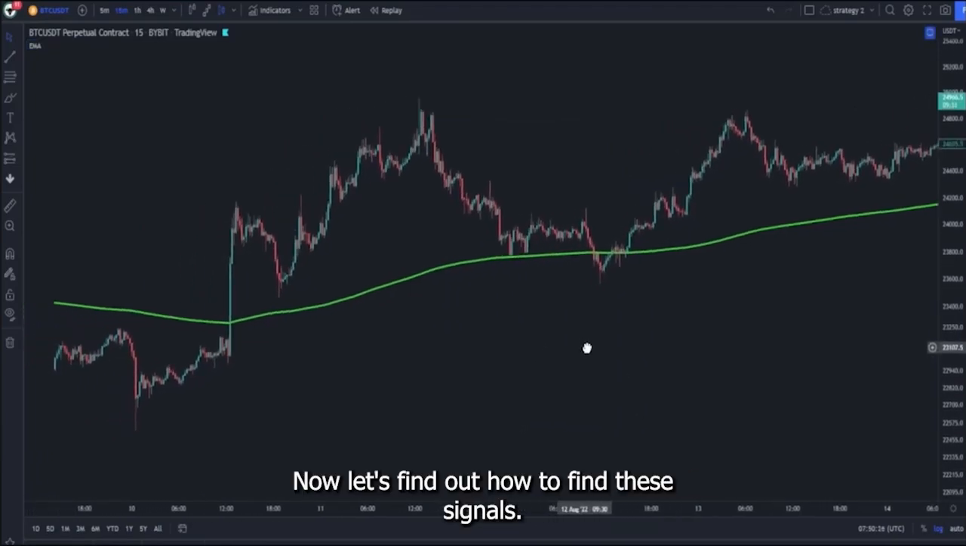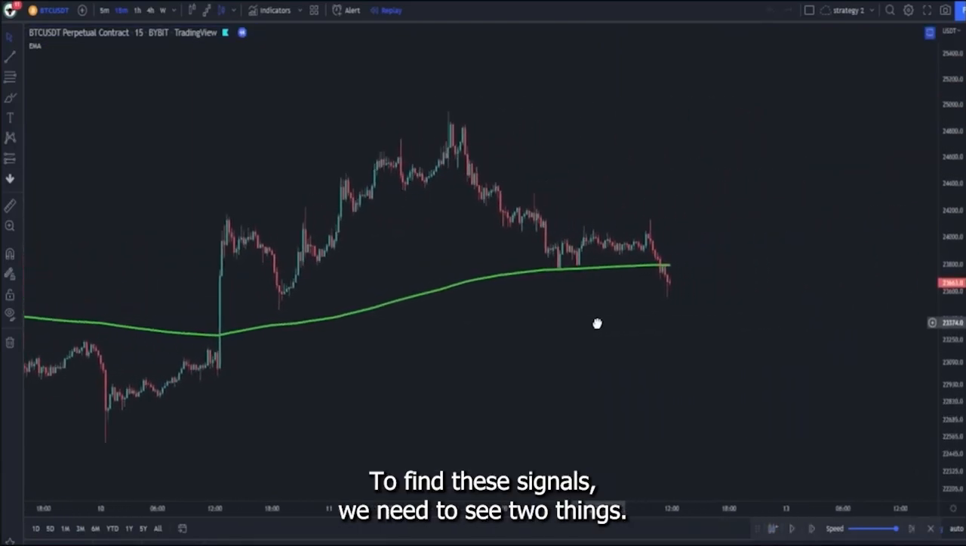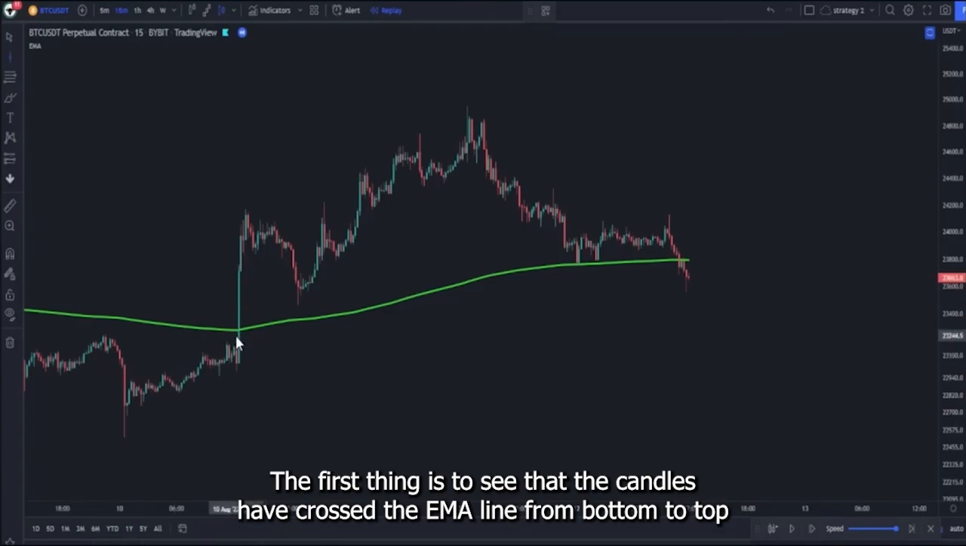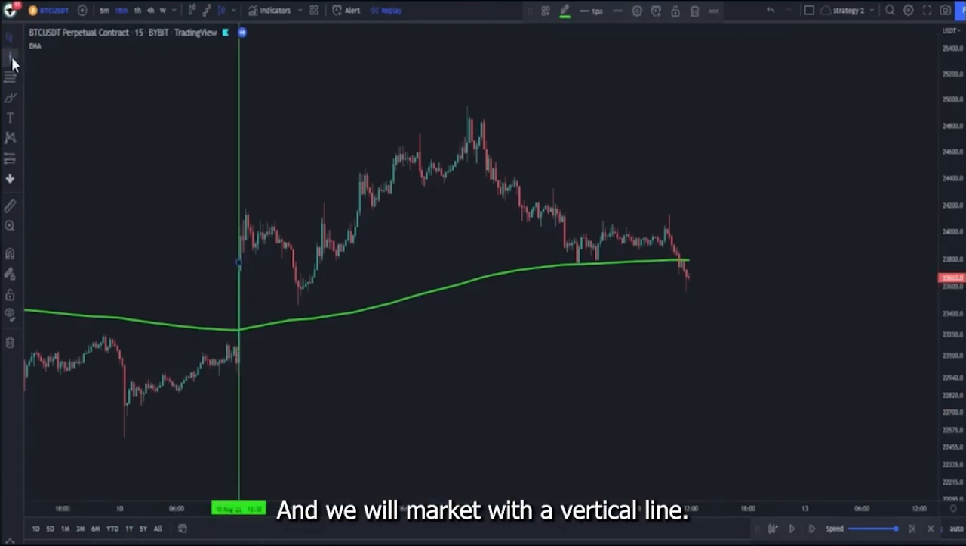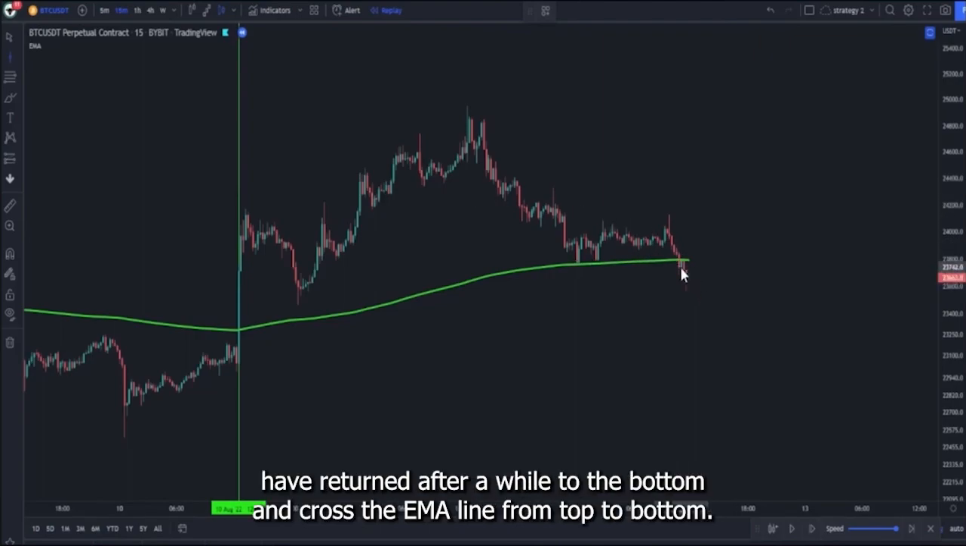Now let's find out how to find these signals. Let's say we were trading somewhere here. To find these signals, we need to see two things. The first thing is to see that the candles have crossed the EMA line from bottom to top, as it happens here, and we will mark it with a vertical line. The second thing is to see that these candles have returned after a while to the bottom and crossed the EMA line from top to bottom.